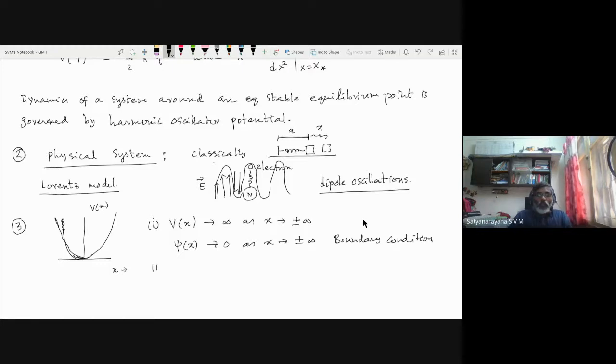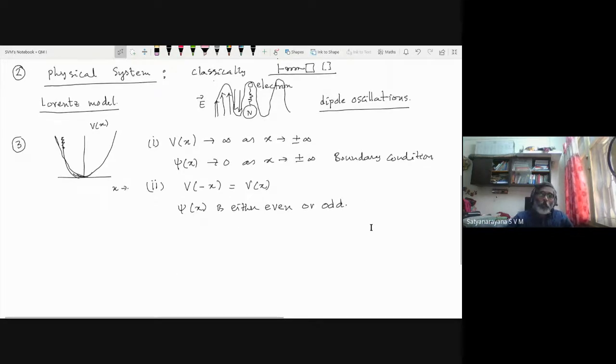Now the second thing about this is V of minus x is equal to V of x. What is the consequence of this? So psi of x is either even or odd. It should have definite parity. This is the consequence of the nature of this potential.